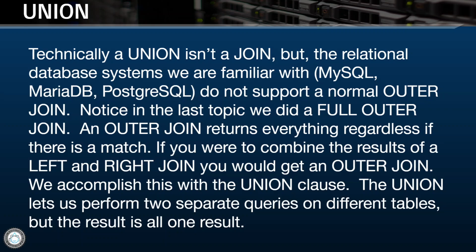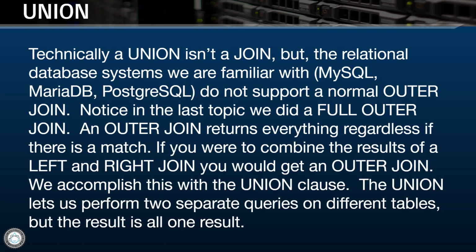Now, the reason we want to talk about a union is although an outer join is a legitimate SQL query, it's not supported by MySQL or PostgreSQL or MariaDB. But all's not lost because we can use a union. An outer join, and I mean a normal outer join, is simply the results of a left join combined with a right join. So to do that, without the ability to use a normal outer join, we can use a union, which does the same thing.